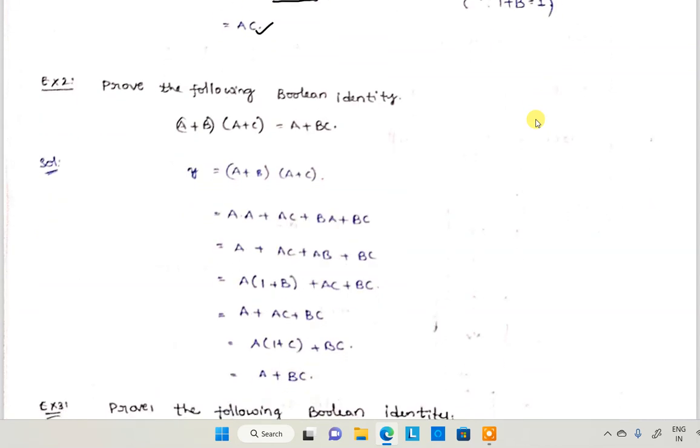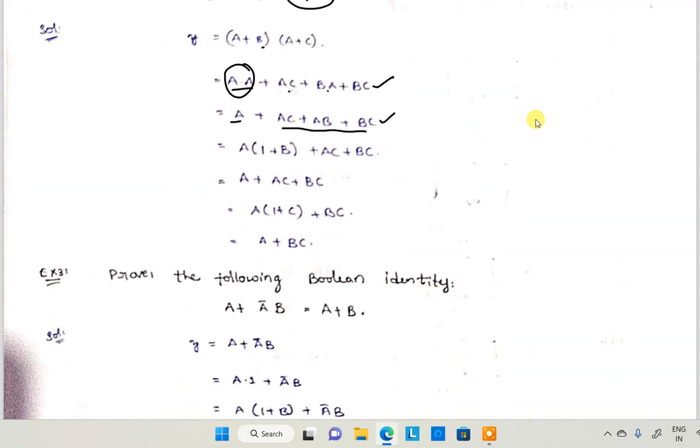Prove the following Boolean algebra identity. In a similar case, they will provide the options. In the options, this value is present. You can identify that. So I will prove that A plus BC equals A plus B times A plus C. Just multiply here: A into A, A into C, B into A, B into C. Right. So A into A, just now we learned, A into A is equal to A. The next ones I can write as they are, the remaining part.